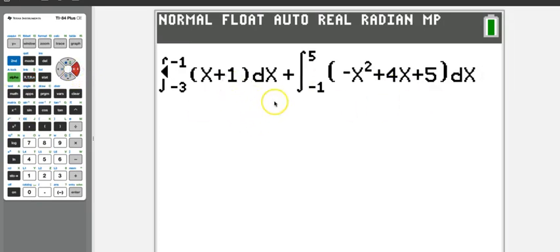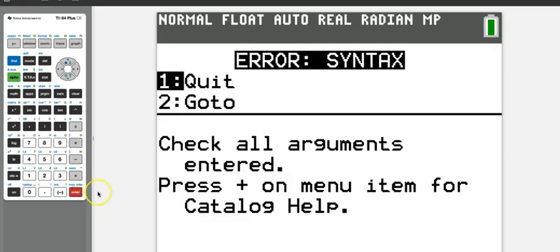So now I have the total area. If I click enter, I should get the answer. However, notice it's telling me error syntax. What do you think this could be? Whenever you get this message, use the go to figure out what the problem is.